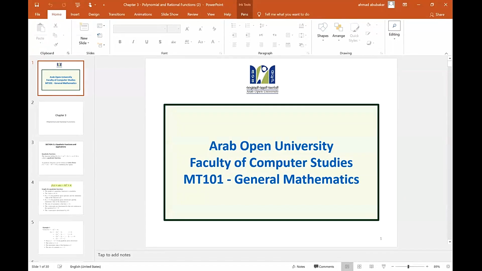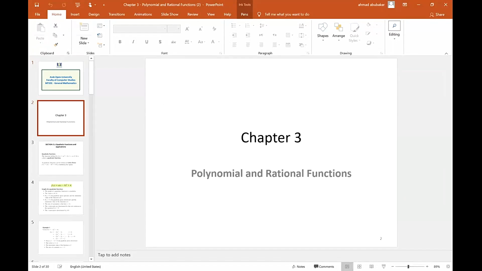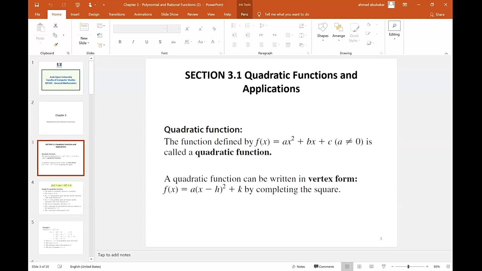In this lecture, inshallah, we will start with chapter 3. In chapter 3, we have polynomial and rational functions, also polynomial and rational inequalities. Also, we have some variation, equation of variation. Okay, this is the main subject in this chapter. Firstly, we talk about the quadratic function and some applications of the quadratic function.